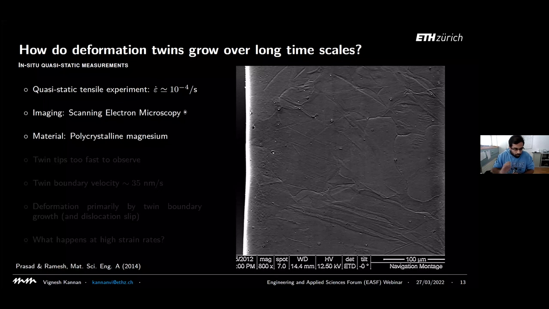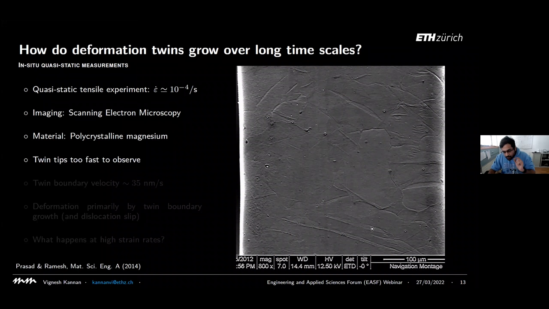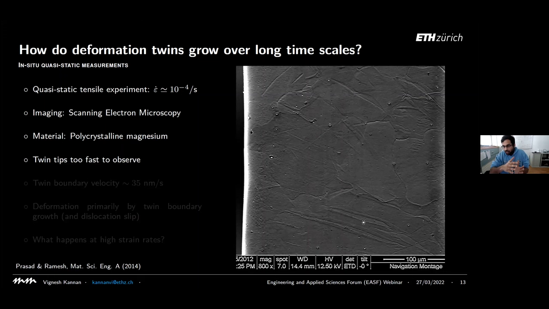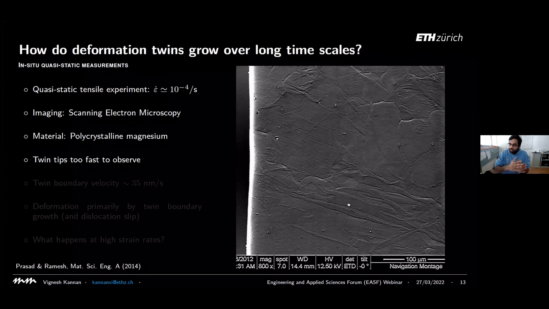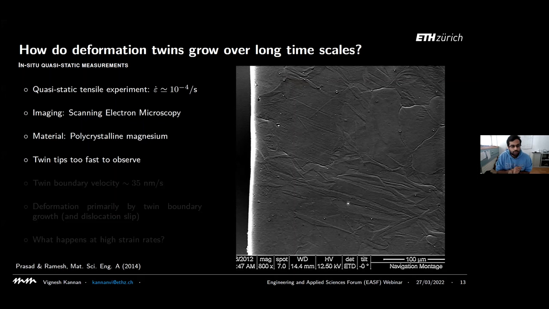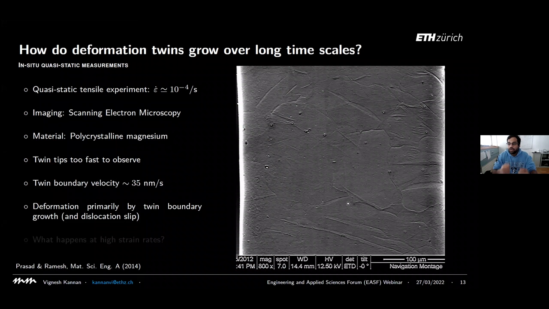So one thing you would notice is these lenticular bands, these are the deformation twins. And if you look at it carefully enough and I let it run for some time, you'll see that these boundaries propagate at very slow velocities, right? You cannot see where the tips propagated because the tips were just too fast to be observed under an SEM, but you can see that most of the deformation occurs by the growth of these twin boundaries. These twin boundary velocities were measured by the authors at about 35 nanometers per second. And what you see is, again, like I said, this primarily twin boundary growth that is driving this deformation mode.